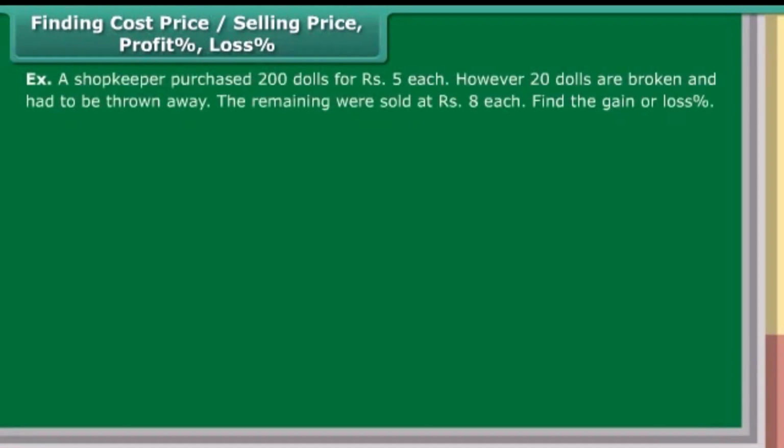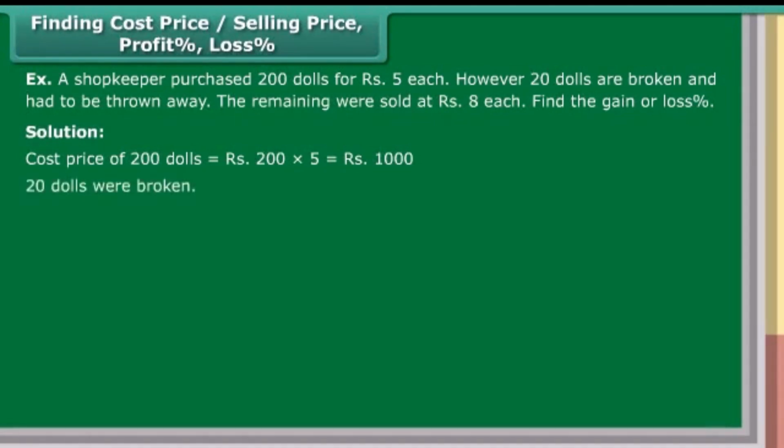Example. A shopkeeper purchased 200 dolls for rupees 5 each. However, 20 dolls are broken and had to be thrown away. The remaining were sold at rupees 8 each. Find the gain or loss in percentage. Solution. Cost price of 200 dolls is equal to rupees 200 into 5, which is equal to rupees 1000. 20 dolls were broken. Number of dolls left is equal to 200 minus 20, which is 180.